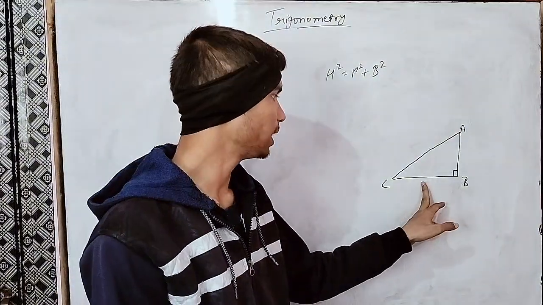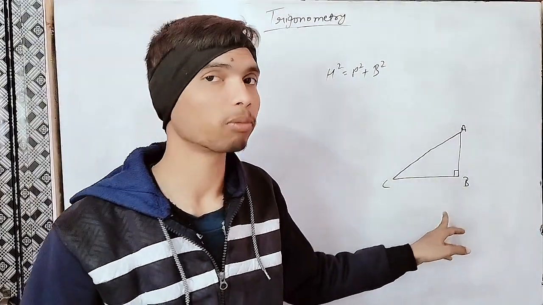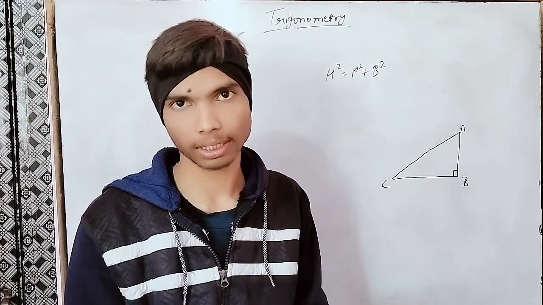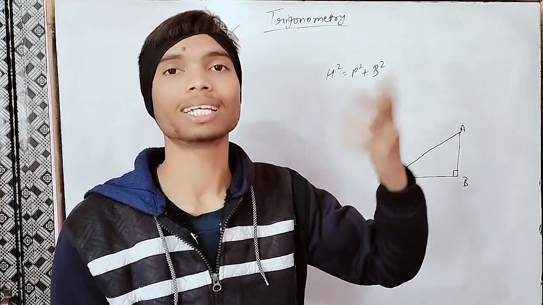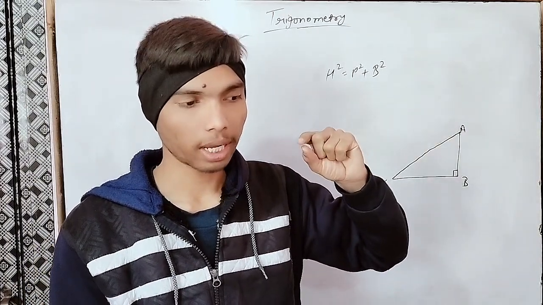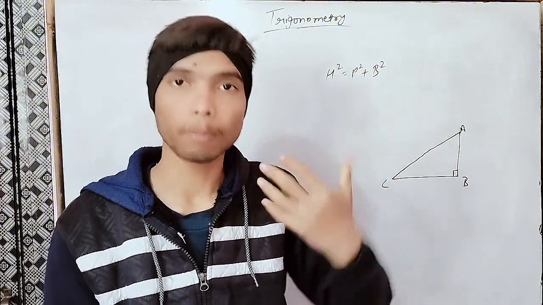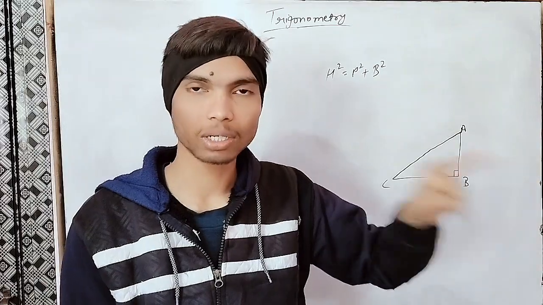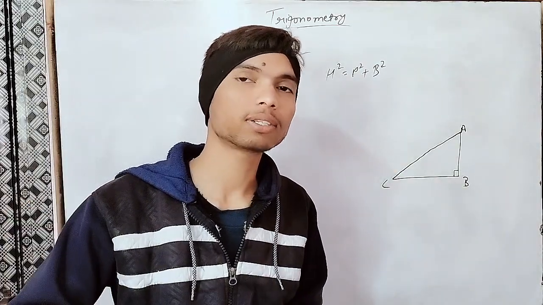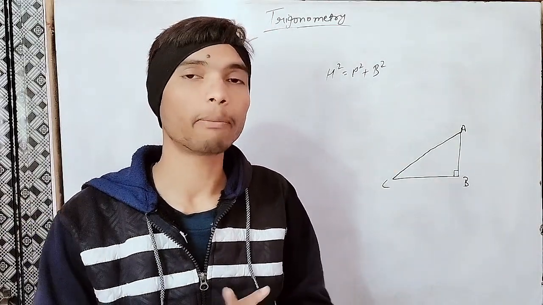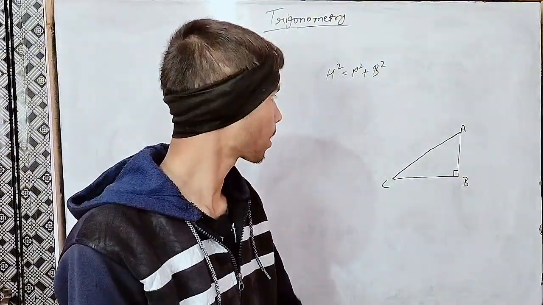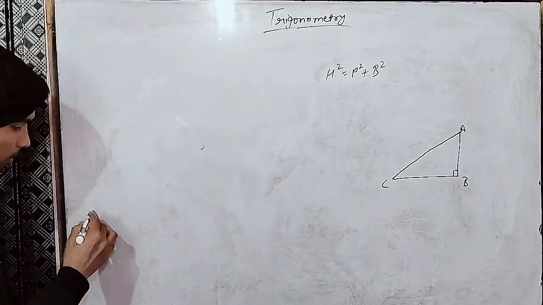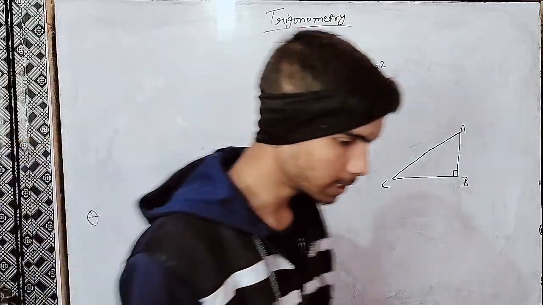The other sides will not be fixed. We can name them according to theta, according to the angle. The angle will decide our base and our perpendicular. But the angle will not decide the hypotenuse. Hypotenuse will be fixed. It will not change. So we use theta. What is theta?